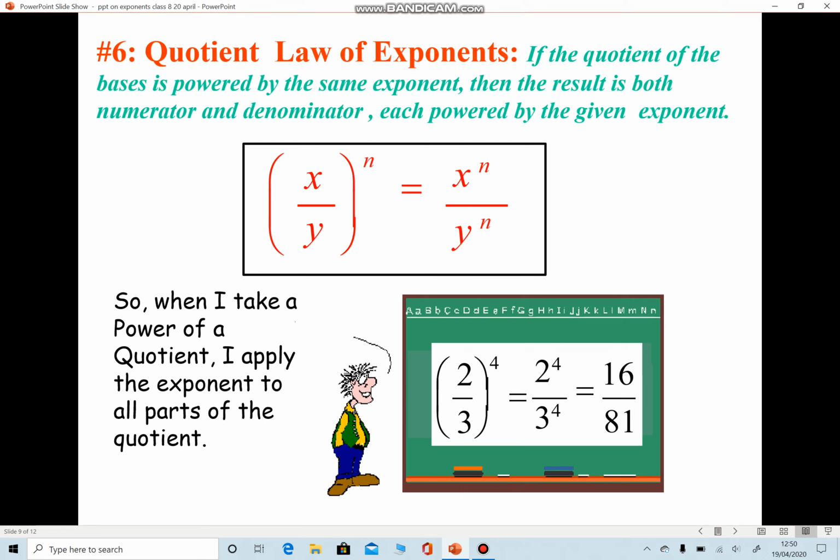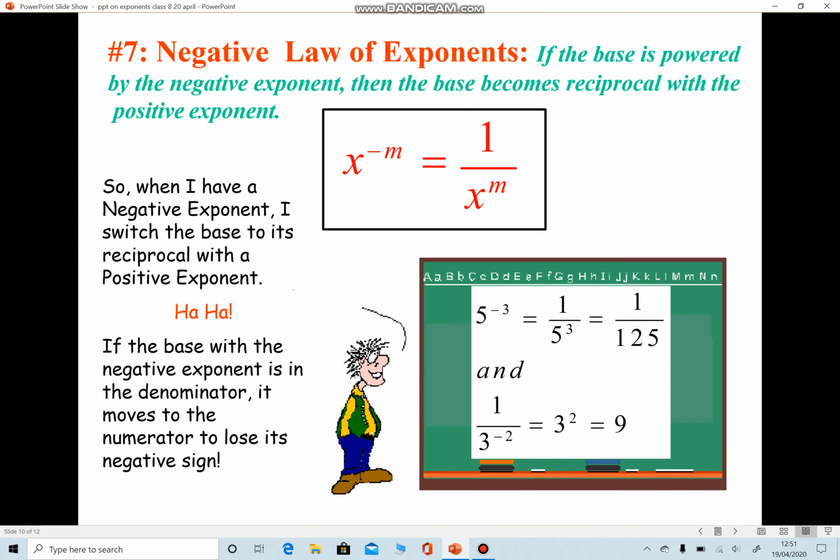Okay. Quotient law of exponents. Now, if the quotient of the base is powered by the same exponent, then the result is both each powered by the given exponent. In simple English, children, it just means that both x and y will have the same power here. For example, if you have a rational number like this, 2 by 3 raised to the power 4, it means 2 also is getting multiplied 4 times and 3 also is getting multiplied 4 times. So your answer is 16 by 81.